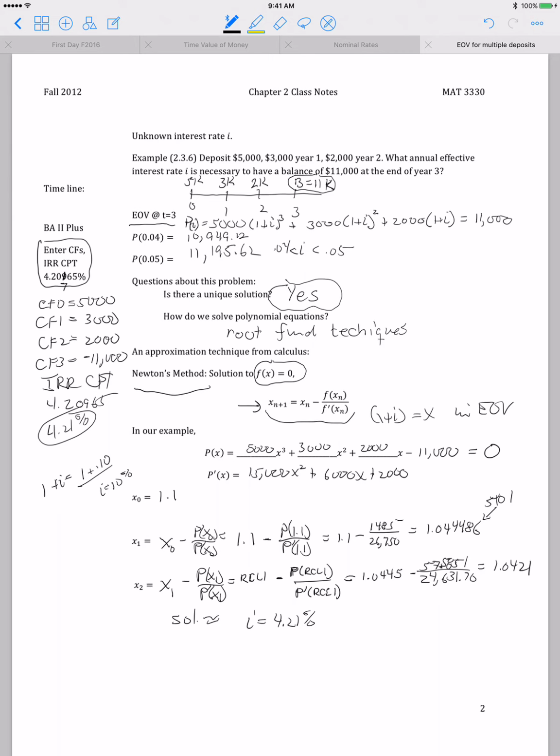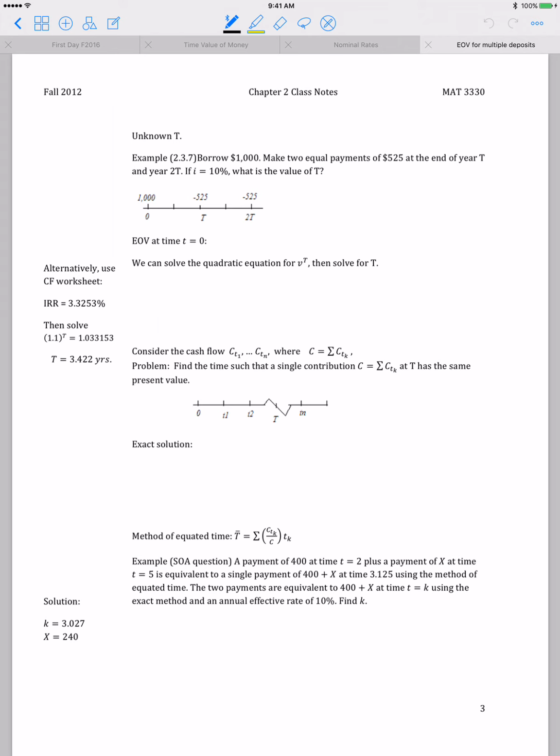And let's go to the next page. So this is an unknown interest rate type of problem with the equation of value. You see, they can be really quite complicated, and we have to utilize technology. We're normally solving a polynomial equation in financial math. Okay, the next page, the other possibility is unknown time.